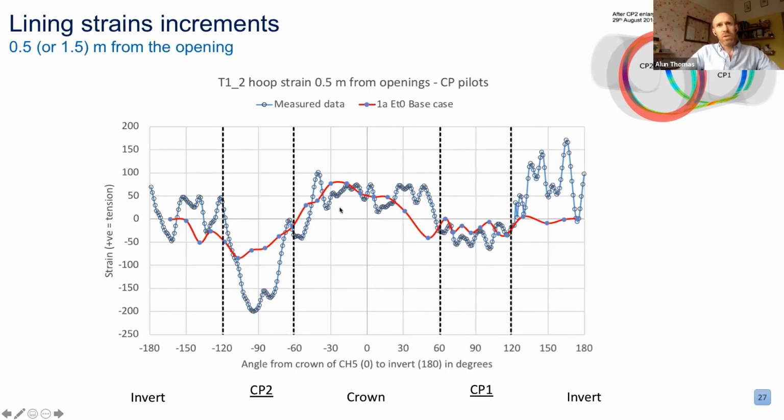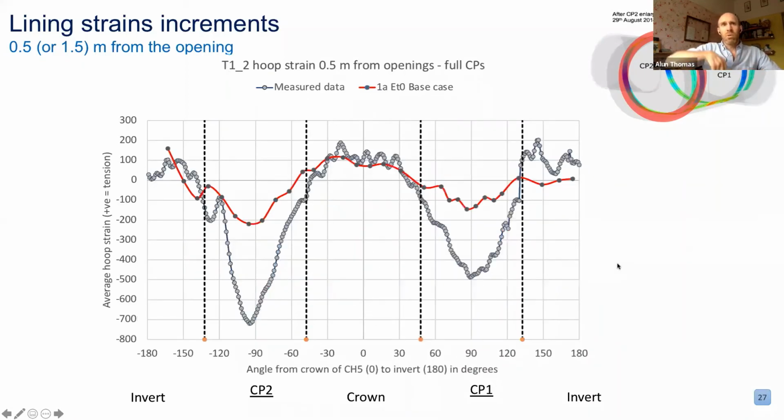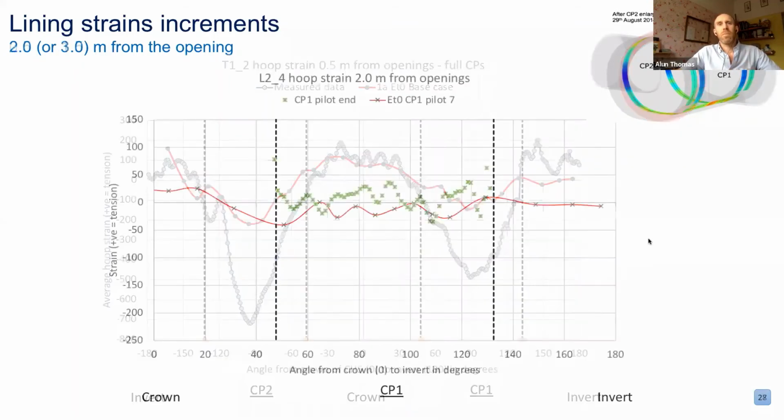At this point, this is when the pilot tunnels have been broken out. You can see that the pattern and the magnitudes predicted by the base case model are reasonable, perhaps a bit on the low side, but the pattern seems to match the results. If we roll forward in time to the situation when both cross passages have been fully completed, you can see that the base case is under predicting. So in other words, it seems to be stiffer than the actual measurements. So there's a certain discrepancy there.